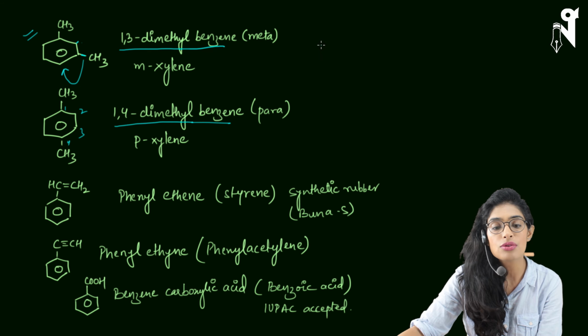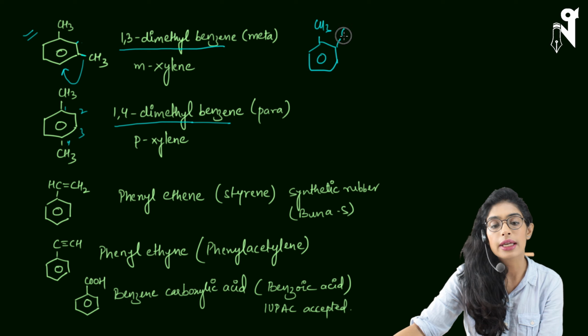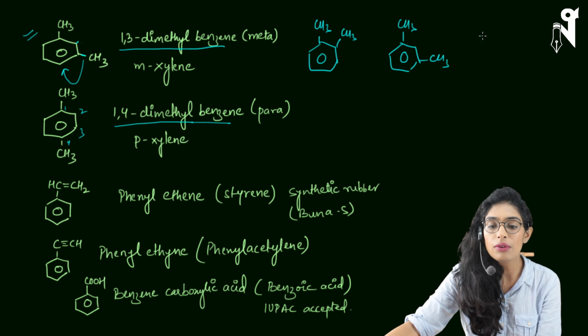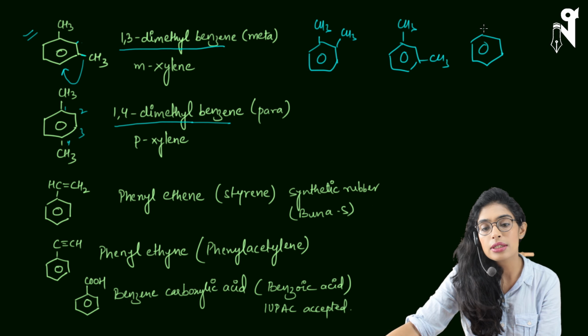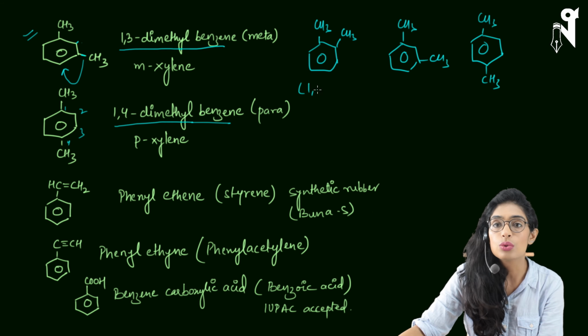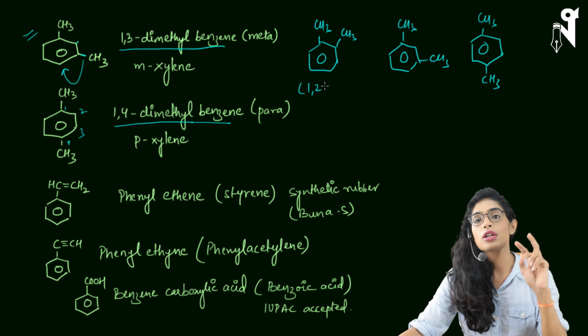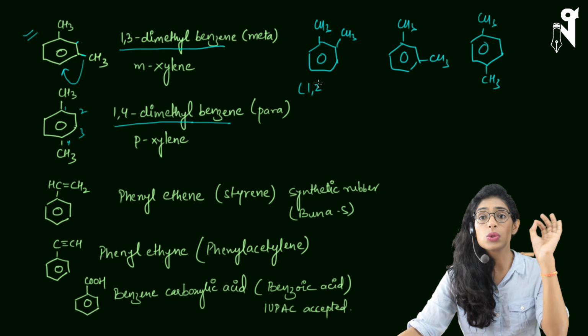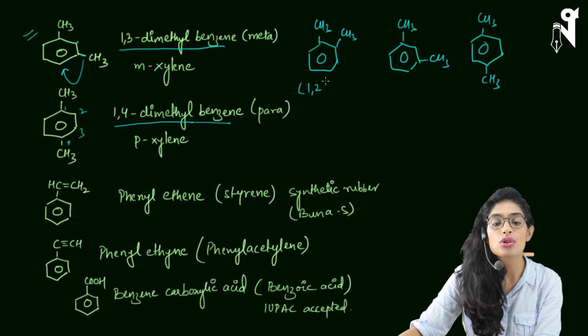So I have three types of structures. One is where both the groups are on first and second. Then the other is when the CH3s are on first and third position. And then one more variant I have, where the CH3s are on first and fourth position. So what I'm trying to explain is that when the placement of groups, not functional groups exactly but any groups, is 1,2, then that 1,2 system is called ortho.